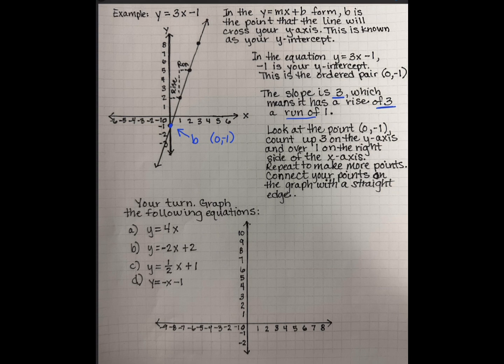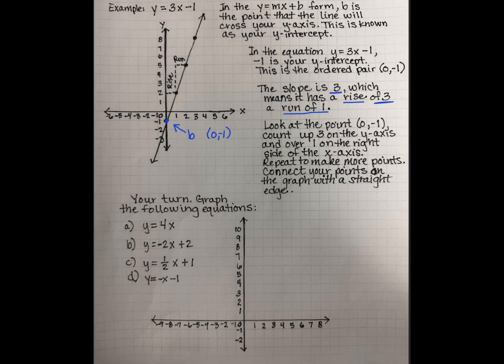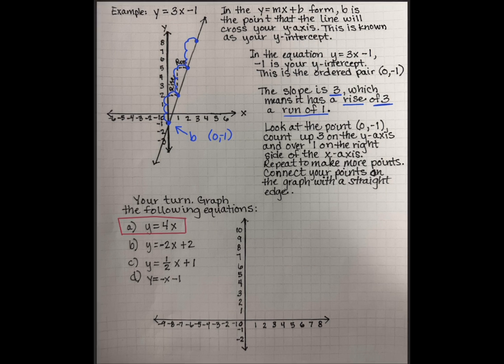Now let's go ahead and see how to identify the slope. In this equation, the slope is 3, which means that it has a rise of 3 and a run of 1. So now I'm going to count up 3 over 1, and then I can place another point. I can keep repeating this for as many additional points that I need. I often think about this as going up 3 floors in an elevator, and then I go 1 door to the right. So I used my rise of 3 and my run of 1.